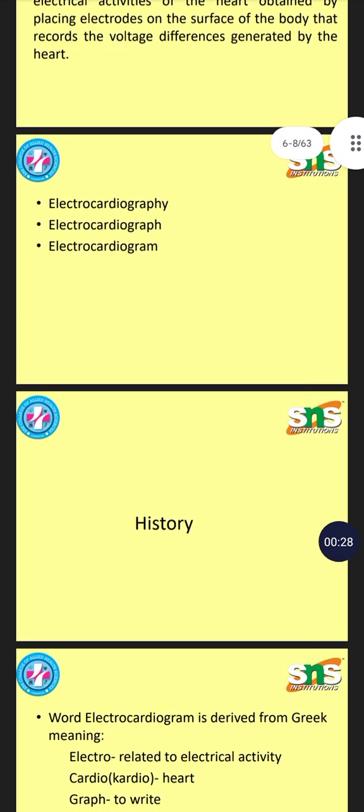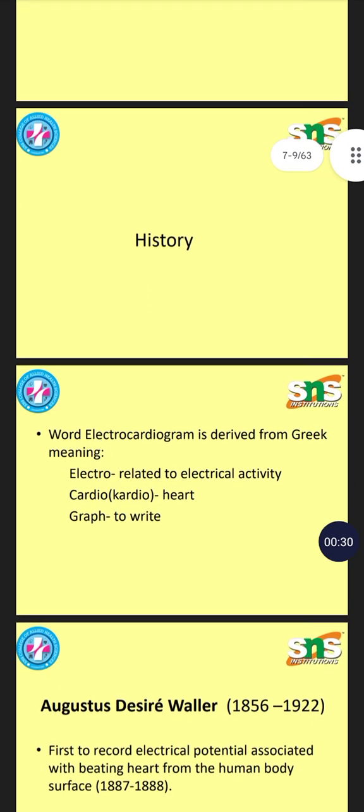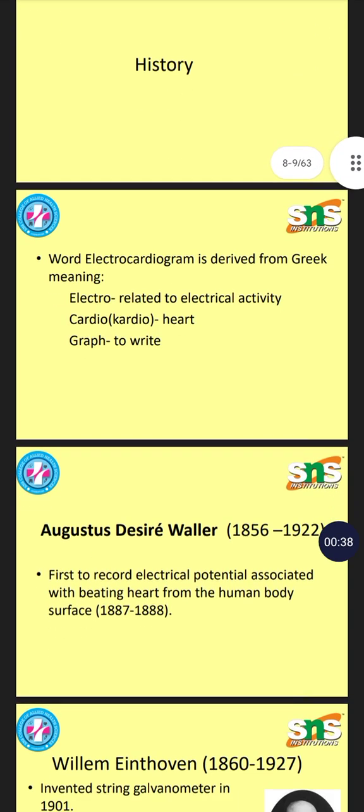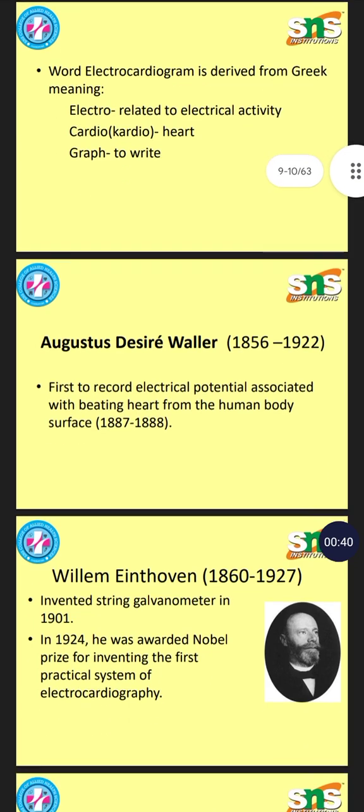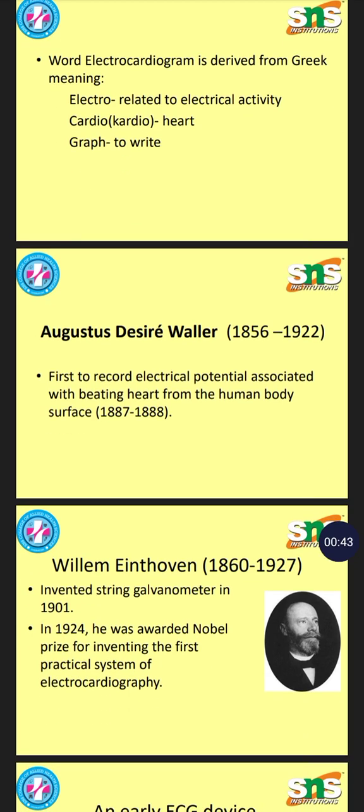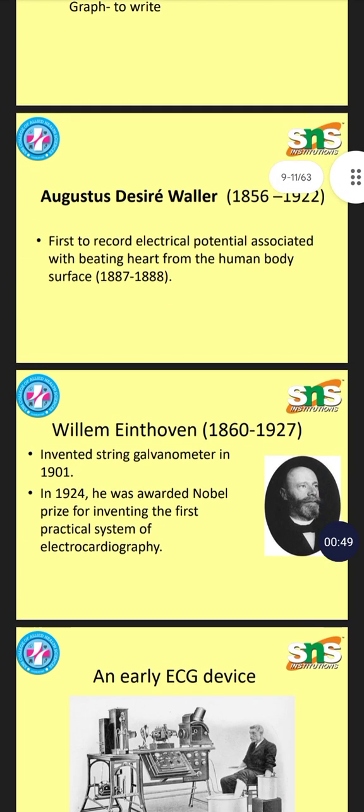Electrocardiography, electrocardiograph and electrocardiogram. History. The word electrocardiogram is derived from the Greek meaning electro related to electrical activity, cardio heart and graph to write. Augustus Desire Waller, 1856 to 1922, was the first to record electrical potential associated with the beating heart from the human body surface.